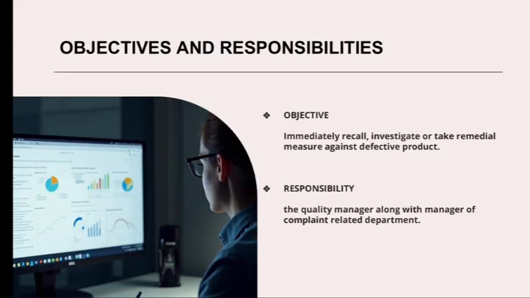So moving forward, the objectives and responsibilities are: the objective is immediately recalling, investigating or taking a remedial measure against a defective product. The responsibility lies with the quality manager along with the manager of the department related to the complaint.